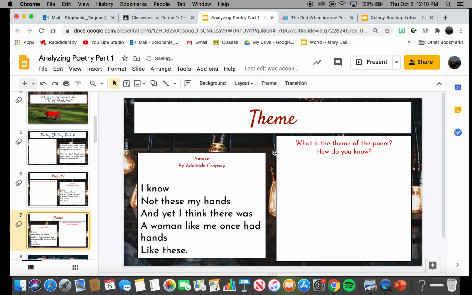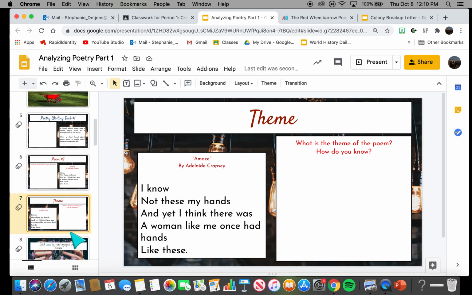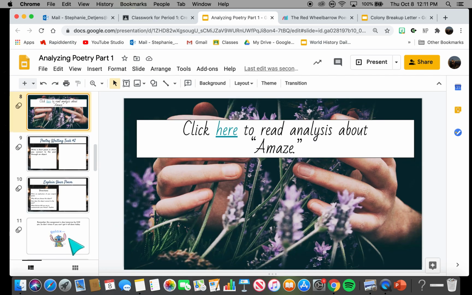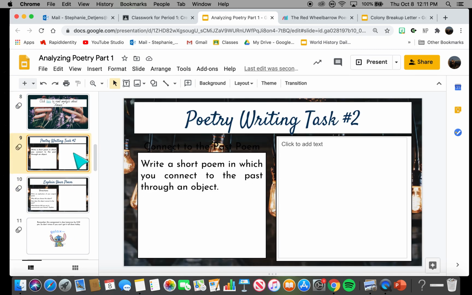Then the theme. What do you think the theme of this poem is? What do you think the author is trying to tell the reader? Then again, you are going to be able to click here to read the analysis about Maze and find out if your theory about the theme was correct. Then your next poetry writing task is to connect to the past. Write a short poem in which you connect to the past through an object. So something that makes you think of a memory from the past. That's what this poem is supposed to be about.